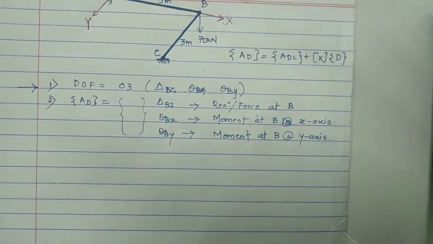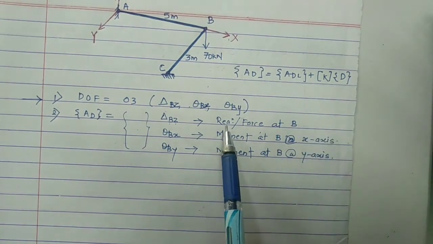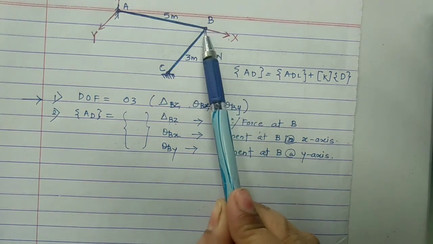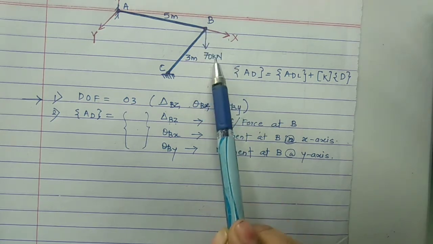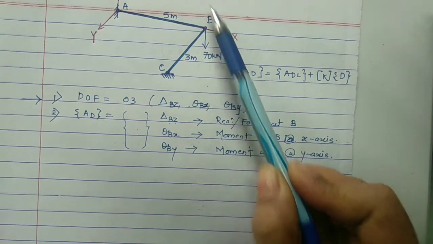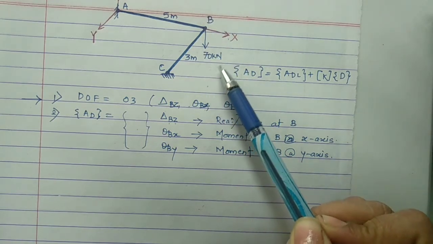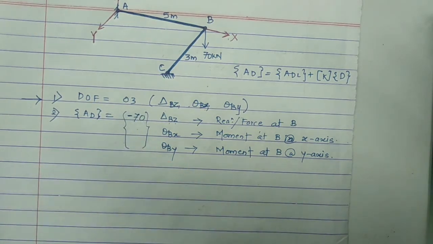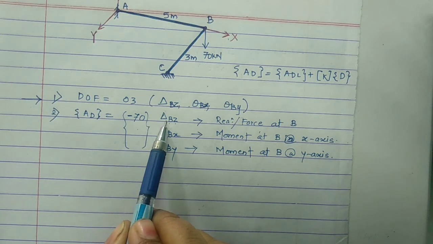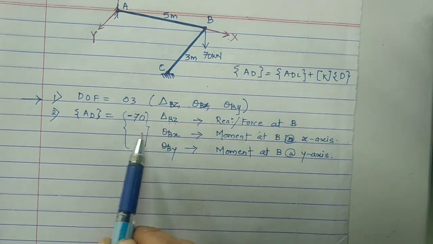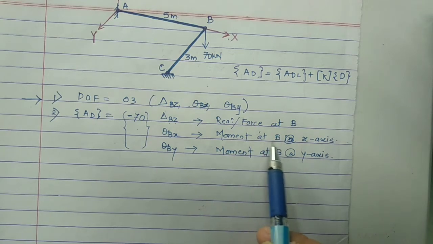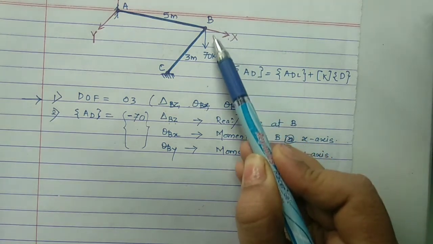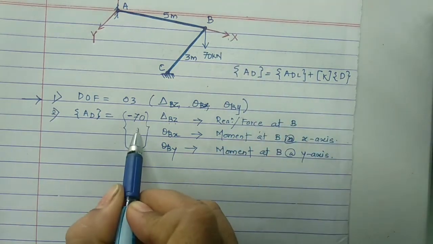See, this AD matrix is related to the original structure. So first, the reaction or force at B point in Z direction. In the original structure, at B point the force is given in the downward direction, that is parallel to the Z axis, in the minus Z direction. So this minus 70, a downward 70 kilonewton force, will be the action corresponding to delta BZ. Now second, it should be the moment at B point about the X axis. Here at B point, no moment is given about this X axis, so write 0.